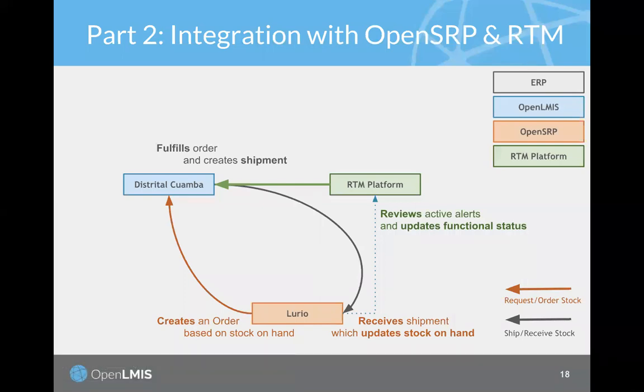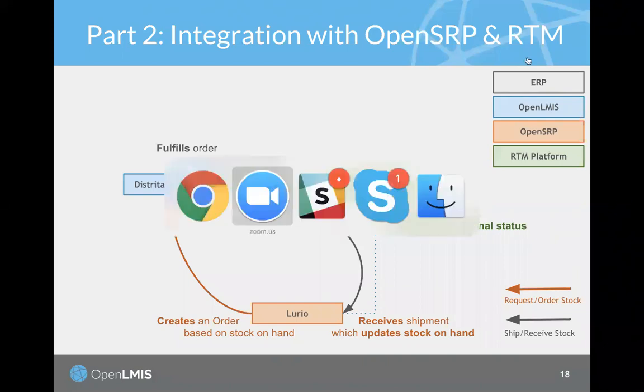So I'm going to quickly demonstrate OpenSRP, creating an order into district. We'll do a fulfillment and send the shipment back to OpenSRP. And we'll also take a quick look at the RTM integration. And I apologize for that first one going really fast. But again, we need to get through all this today. So I will begin with the OpenSRP.